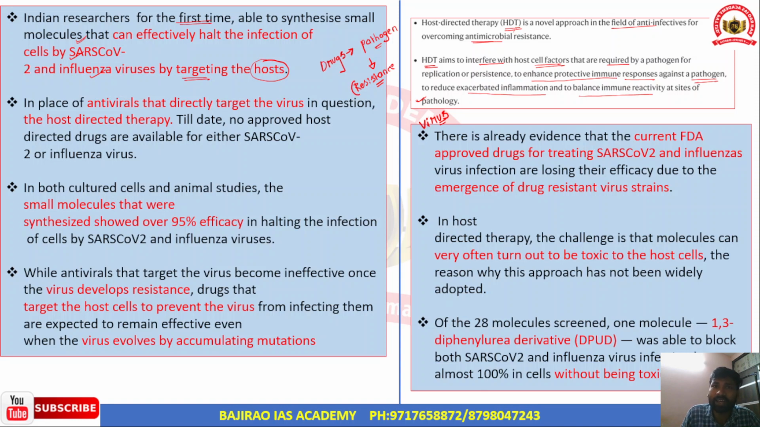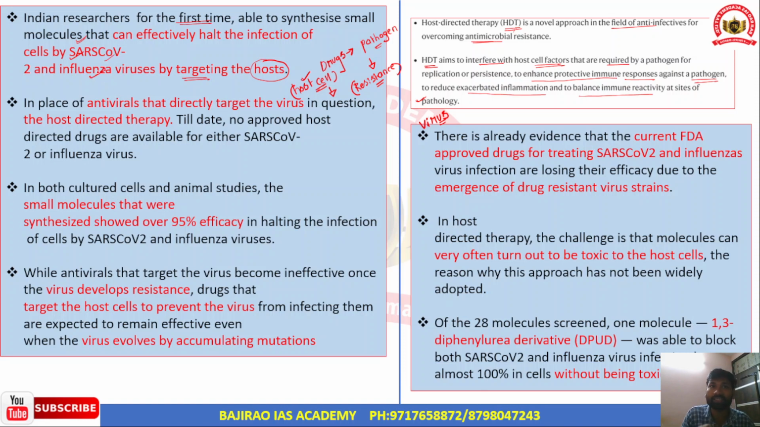Okay, so on the other hand, in contrast to this, the host directed therapy targets the host cell, not the pathogen. Host cell, not the pathogen. Okay, so it will help the host cell to develop immunity against such pathogens. Even though the pathogen develops resistance, or evolves and mutates over a period of time, the host cell will develop the immunity, and that will reduce the effectiveness of the pathogens which cause SARS-CoV-2 and influenza.